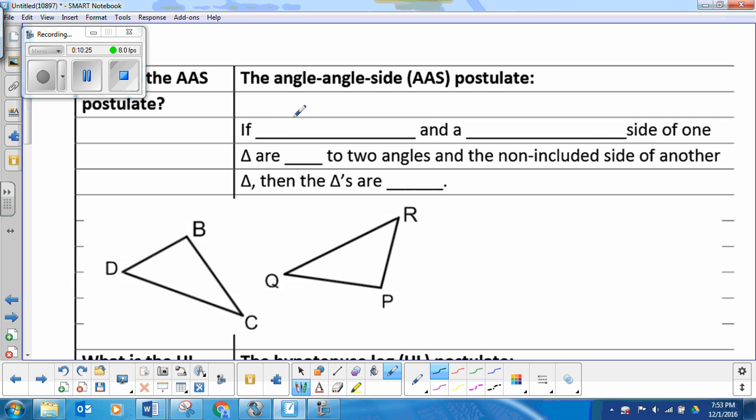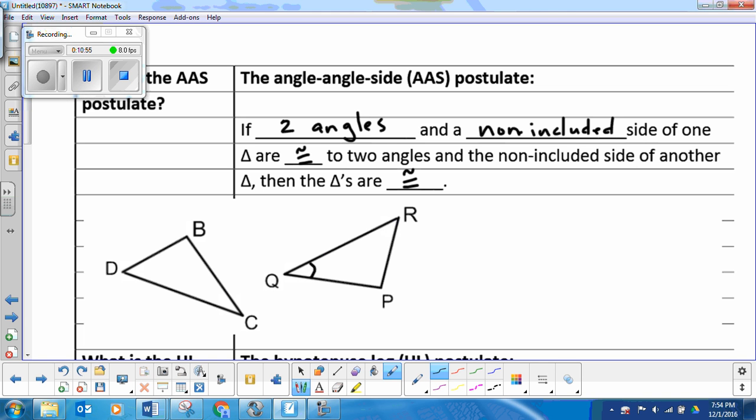We have, if two angles and the non-included side, or a non-included side, of one triangle are congruent to two angles and the non-included side of another triangle, then the triangles are congruent. So we need two angles and a non-included side. So let's see here. Let's start with Q.